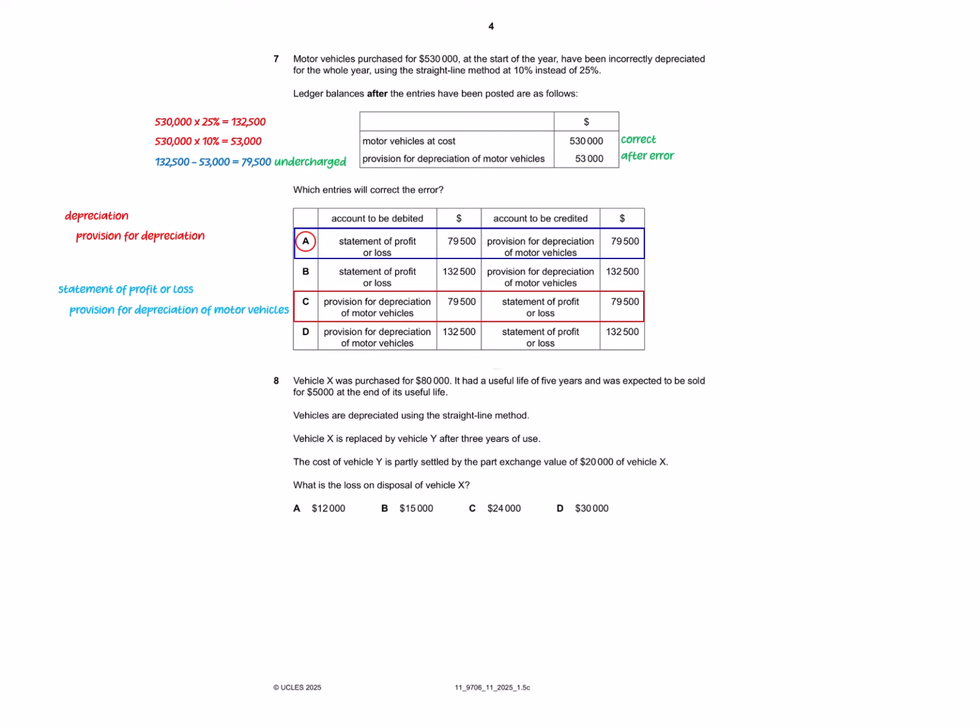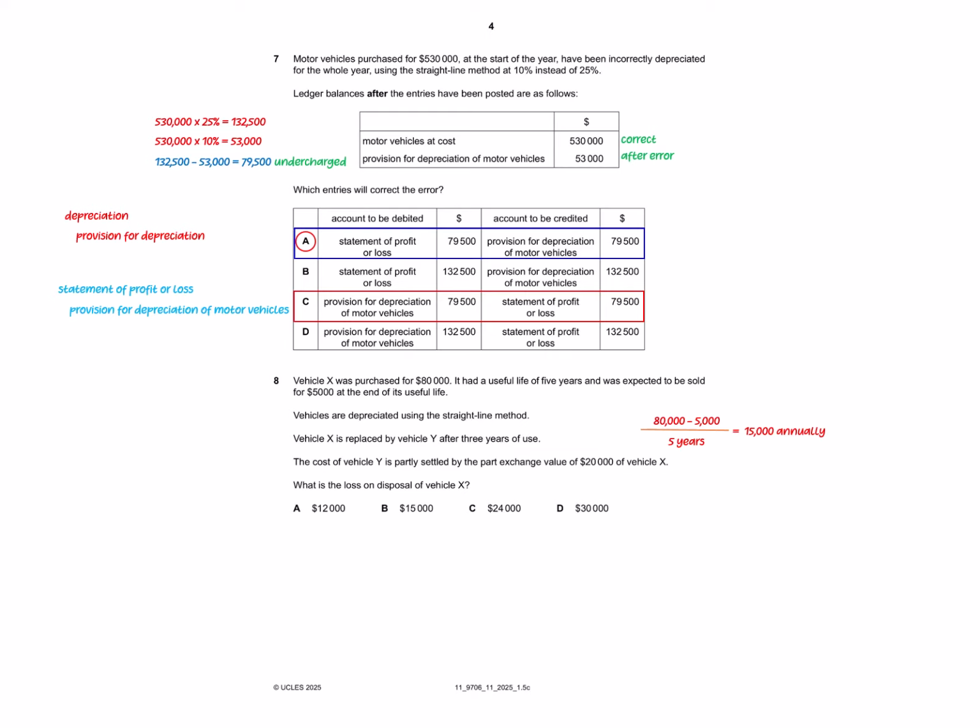Question number 8 is written as vehicle X was purchased for 80,000. It had a useful life of 5 years and was expected to be sold for 5,000 at the end of its useful life. Then it is written vehicles are depreciated using the straight line method. We can do this. Subtract this residual value of 5,000 from the purchase price of 80,000 and divide the remaining amount by the 5 years, the lifetime. So for the straight line method, its annual depreciation is calculated as 15,000.